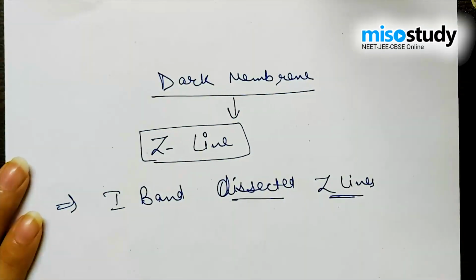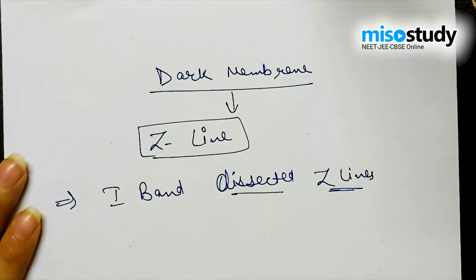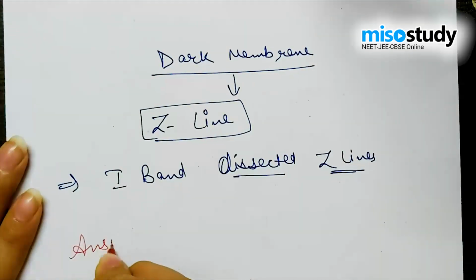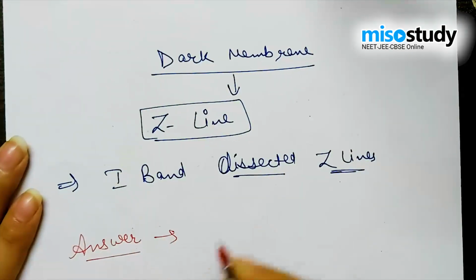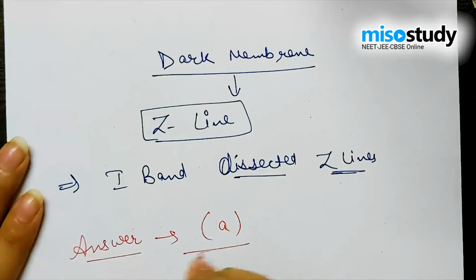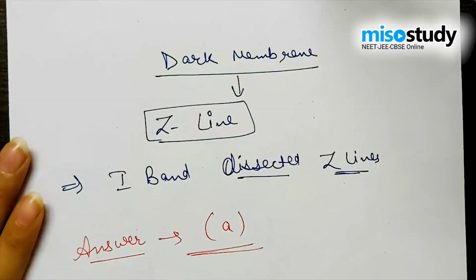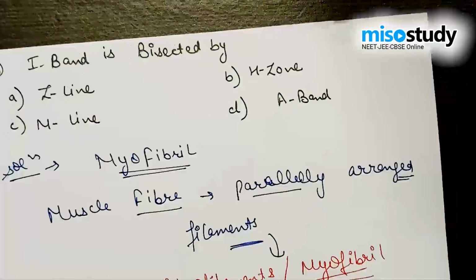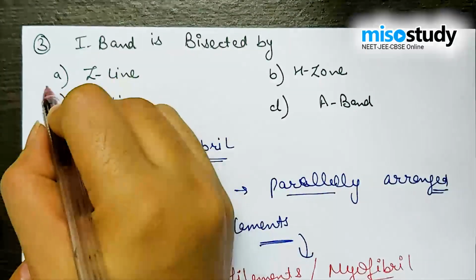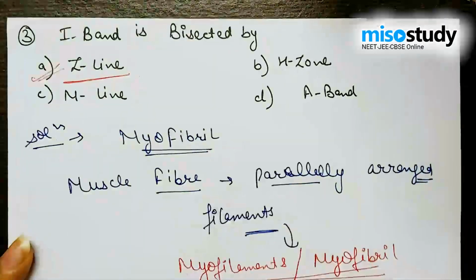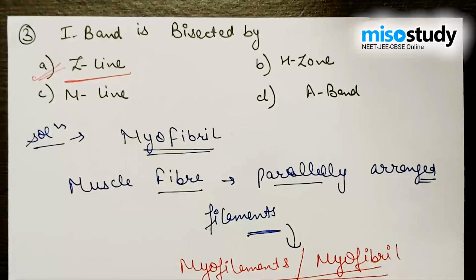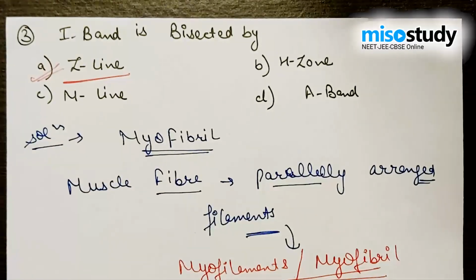So this is the answer to our given question, and according to the discussion we can come to the conclusion that the right answer for the question is option A. Let's mark the right one in the mentioned options, that is Z line. Z line is the right one in this case. Let's move on to the next question.